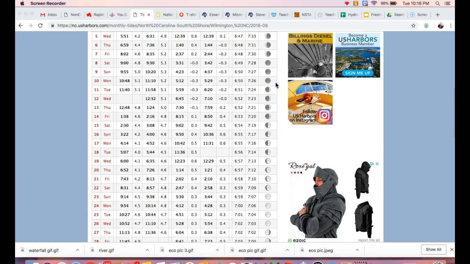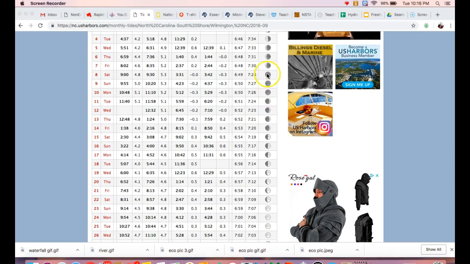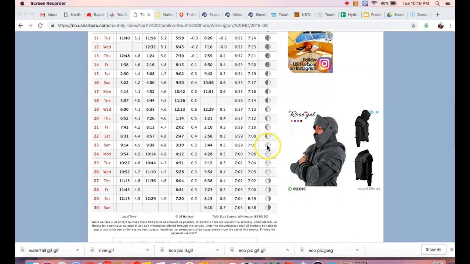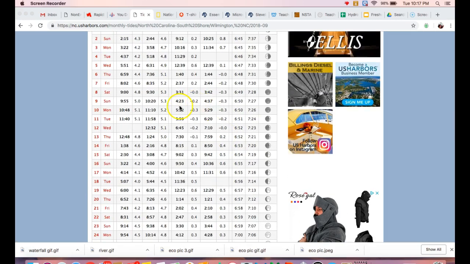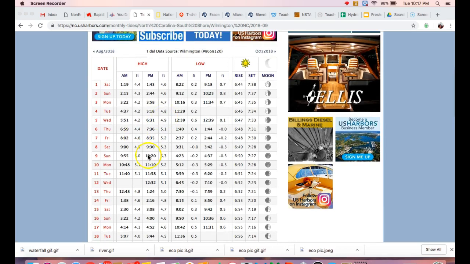So when you have these black circles here, and when you have the white circles here, that's going to be when you're having your spring tide. So you've got the biggest difference between the low tide and the high tide, and you should be able to see that here by looking at the data.